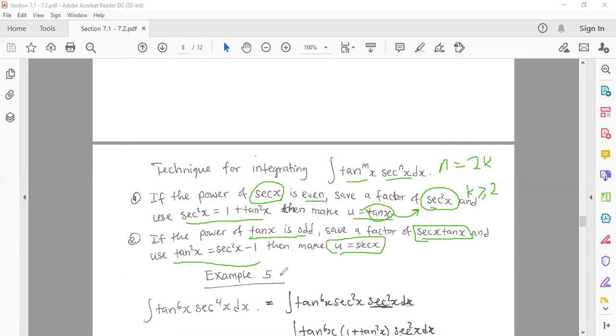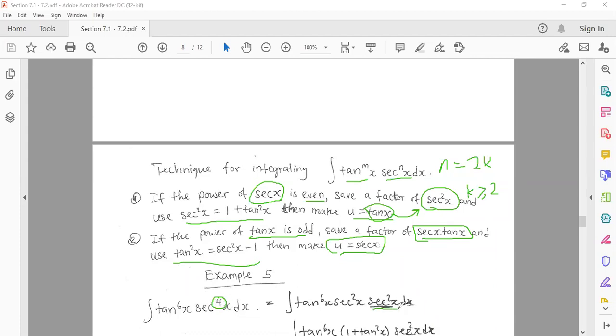Now let's look at this first example. If you notice in this first example, the power of sec there is even. All right, so we don't care about the power of tan anymore. So the first thing you look at is the power of sec. If it's even, the first rule will apply. If it is odd, then you go ahead and look at the power of tan. All right, so it doesn't matter what the power of tan is. The focus there is the power of sec first. So because it's even, we apply the rule.